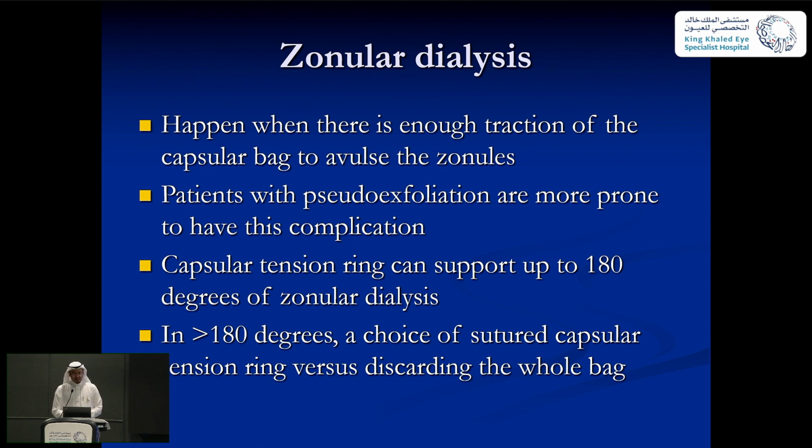So if there is a zonular dialysis of 180 degrees or less, it can be tamponaded by a capsular tension ring. Okay, but if it is more than 180 degrees, we have the choice of either suturing the bag by a suturable Ahmed segment or Cionni ring. We can just suture it and put it in place into the sclera, or we can disregard it and take the whole bag out and leave this patient for a future secondary IOL, iris or scleral fixated IOL.